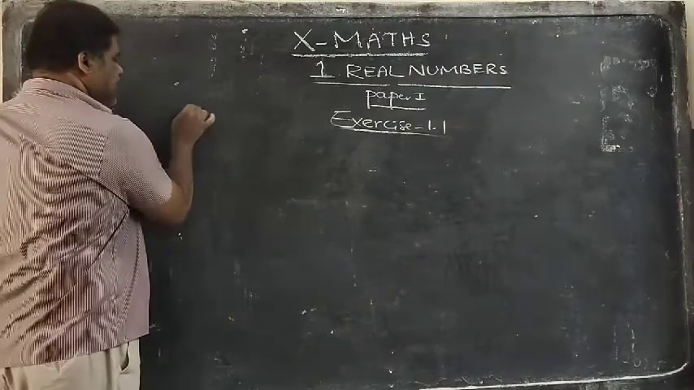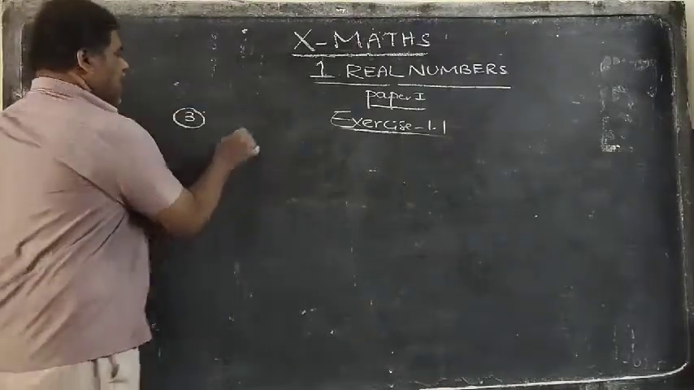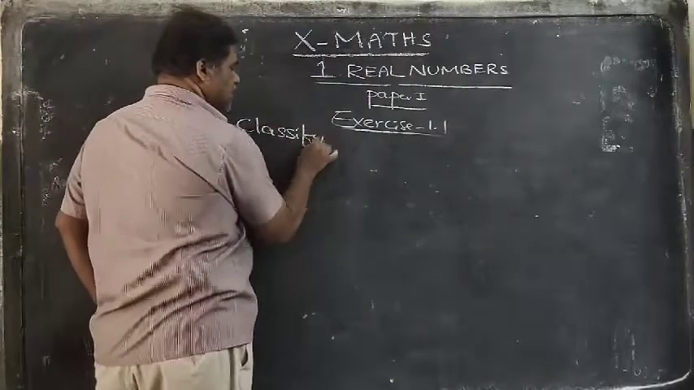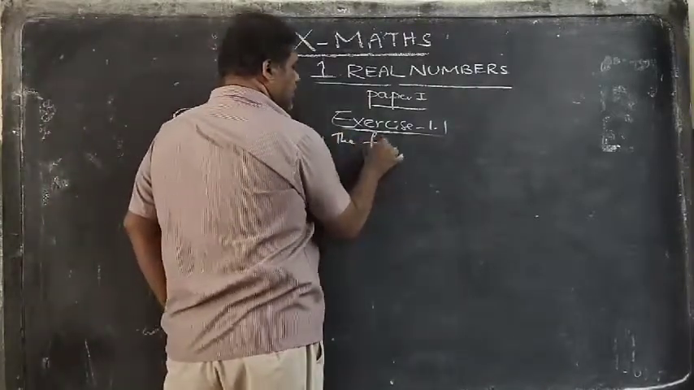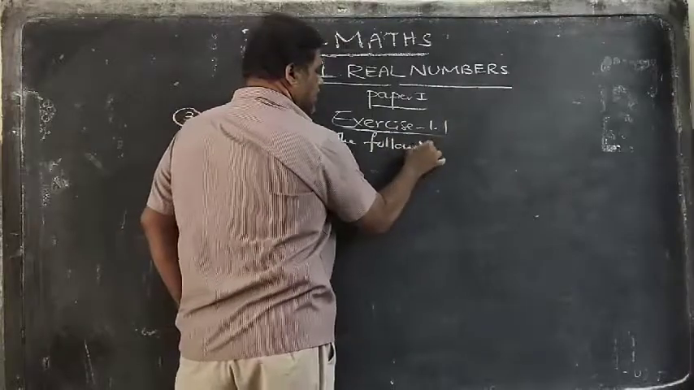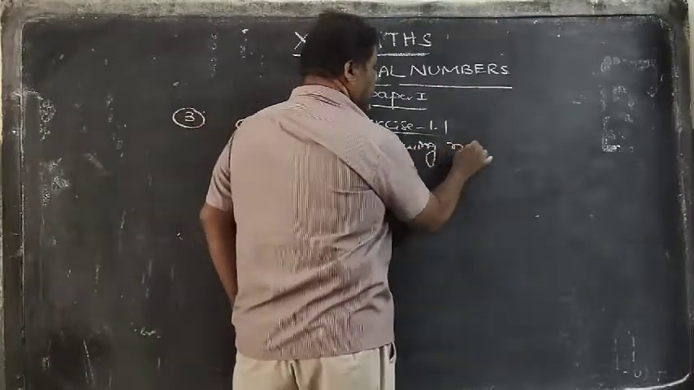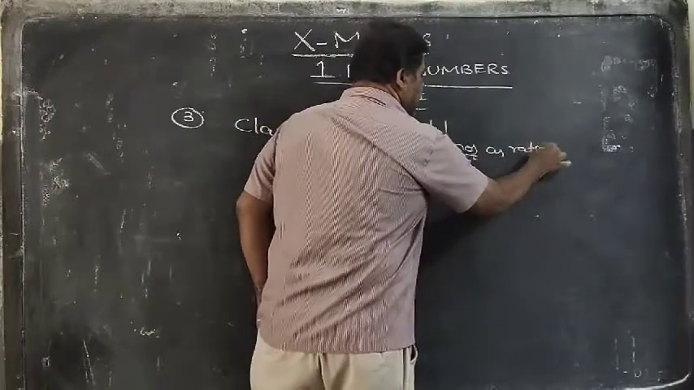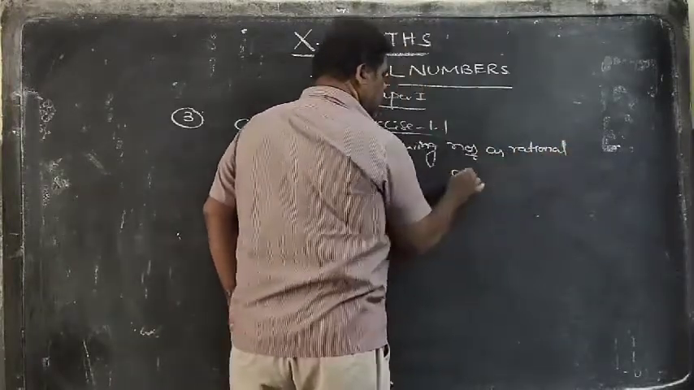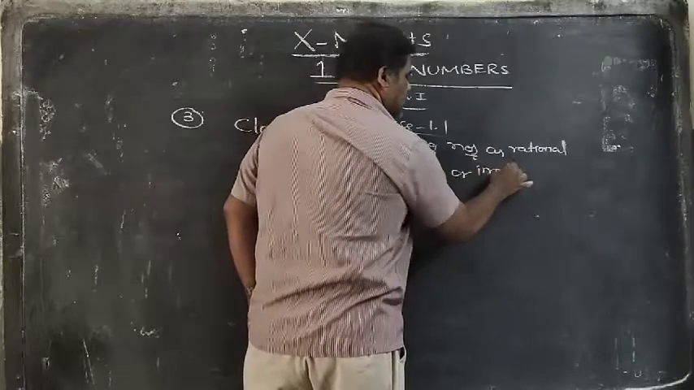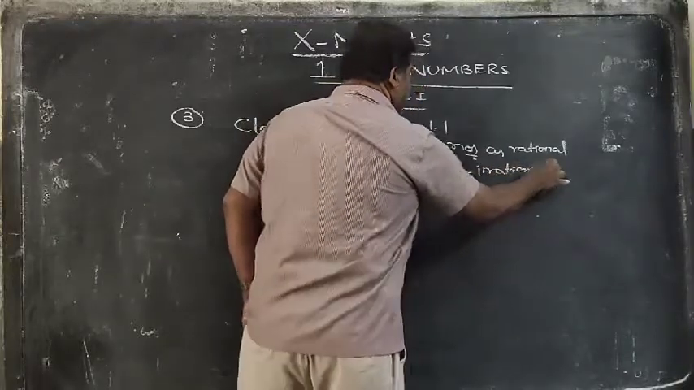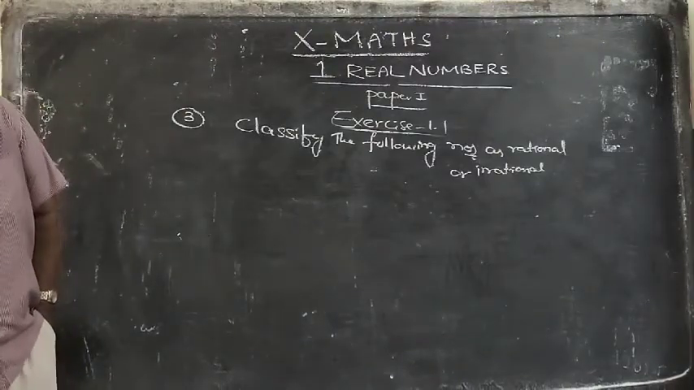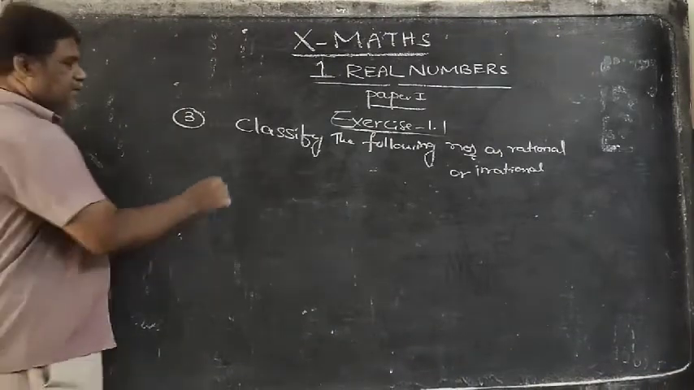Right, question number 3. Classify the following numbers as rational or irrational. Here some numbers are given. Now we should classify them, whether it is rational or irrational.